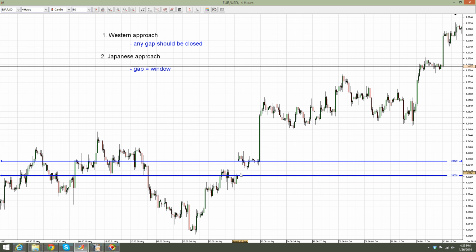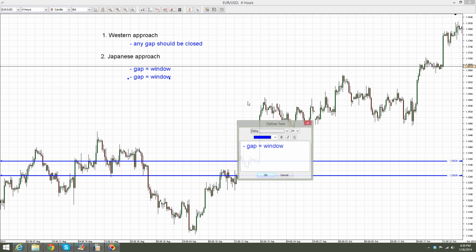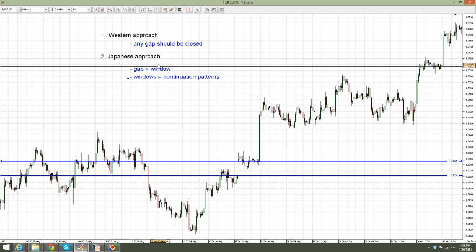So how should this one be considered? Well, under the Japanese approach, a window is a continuation pattern. So windows equal continuation pattern. What does it mean, continuation pattern? It means that by the time price makes a gap, the price will continue in the same direction as the previous trend. Well, the previous trend was to the upside. Then we had a window or a gap, and price continues.